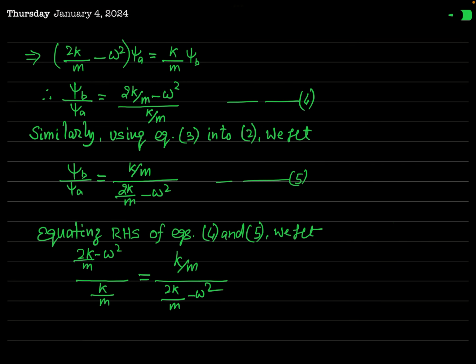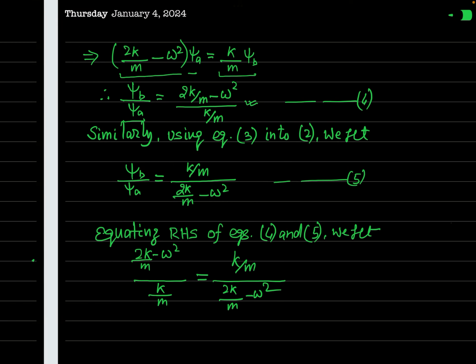So taking psi A as a common factor, you can write 2k over m minus omega square times psi A is equal to k over m psi B. And so psi B by psi A will be 2k over m minus omega square over k by m. You know, this ratio psi B by psi A is called the shape or configuration of a mode. Okay, shape or configuration.